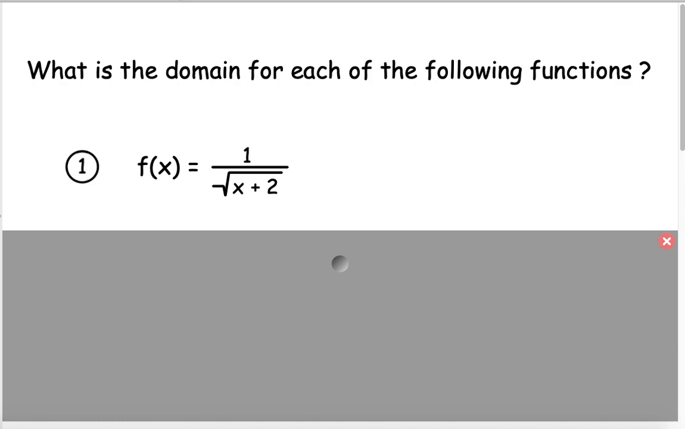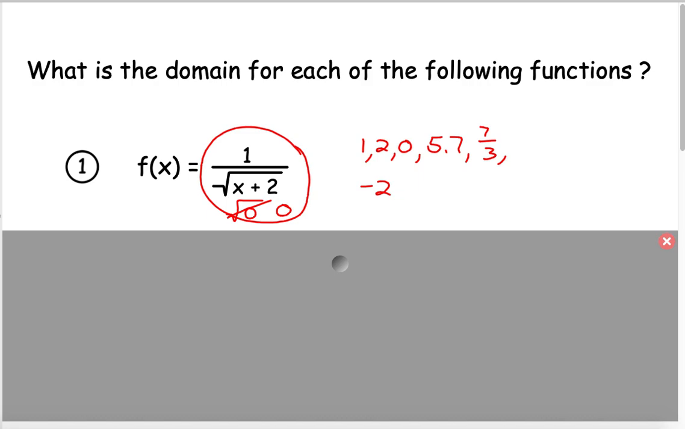Well, I don't think so. I could plug in 1, I could plug in 2, I could plug in 0, that would work. I could plug in decimals, 5.7, fractions, 7/3. Those all seem to work. What about -2? Could I plug in -2? Well, that would give me the square root of 0, which is okay. The square root of 0 is equal to 0, but now I have a fraction 1 divided by 0, and that's not okay. So I know that I cannot divide by 0 here.